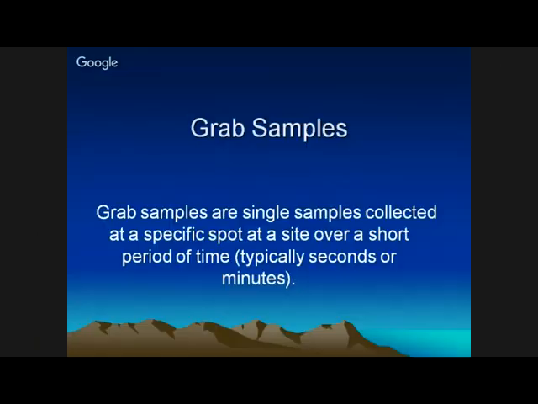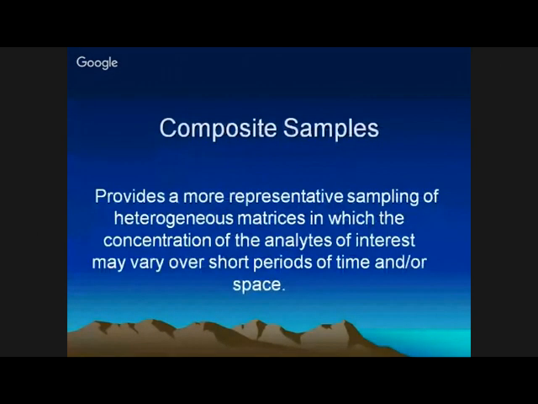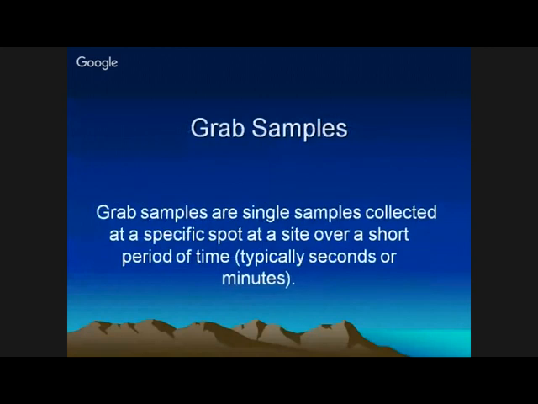Grab samples I have already explained. This is the definition that has been given. This is the composite sample definition. I will read it out. Grab samples are single samples collected at a specific spot at a site over a short period of time, typically seconds and minutes. You go there and collect the sample, come back. Grab sampling is very easy.